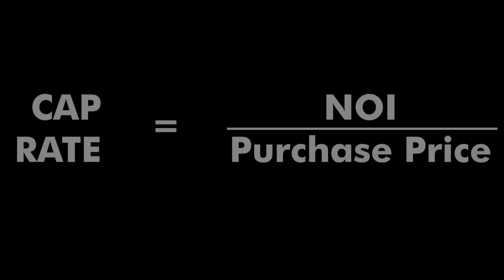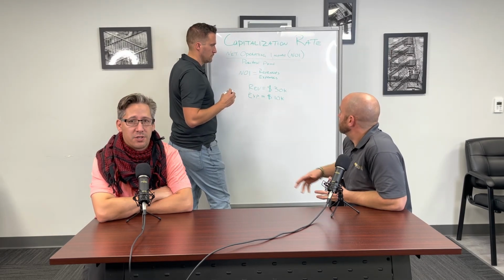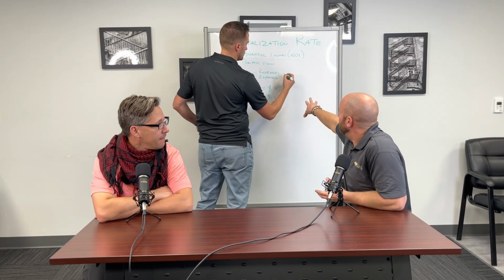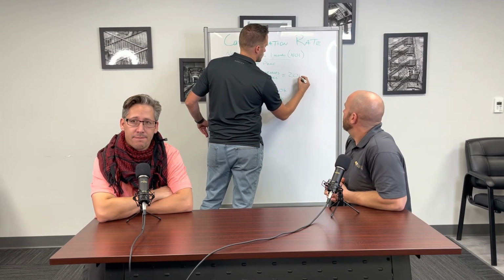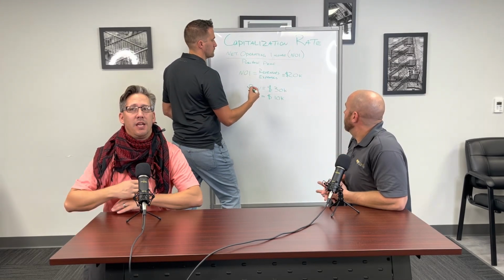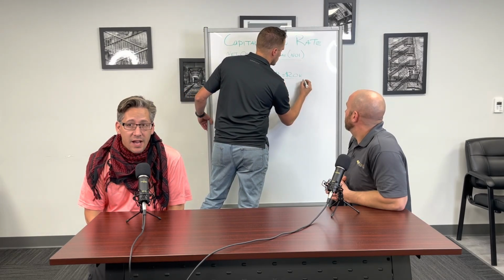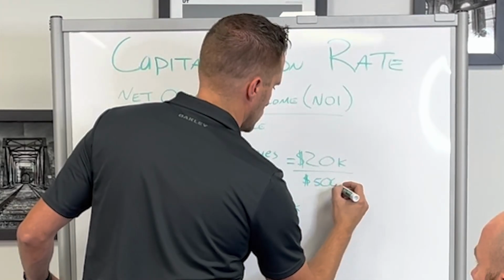Okay, now the next number is the purchase price. Now, if you're just looking at this on a listing somewhere and it says, hey, this property is offered at $500,000, there you go. There's your purchase price. $20,000 is your NOI. You get it for $500,000. Okay, so $20K over 500. If you divide $20,000 by $500,000, you're going to end up with a 4% cap.